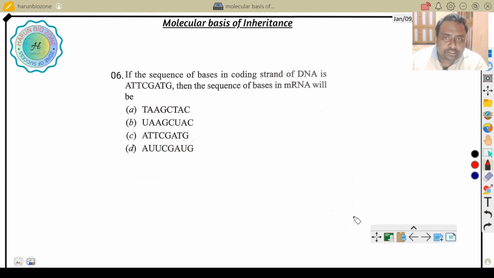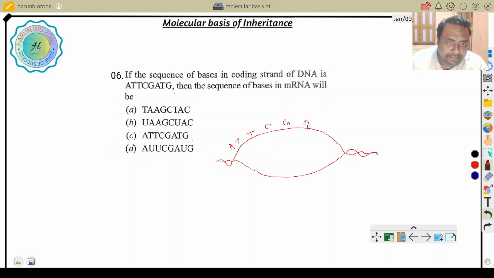Next question, if the sequence of bases in the coding strand of DNA is ATT, CG, ATG, then the sequence of bases in mRNA will be. So suppose during the transcription process, this is the transcription bubble. The coding strand of DNA contains adenine, thymine, cytosine, guanine, adenine, thymine and guanine. The opposite strand definitely has thymine, adenine, guanine, cytosine, thymine, adenine and cytosine. Suppose this one is the coding strand; the complementary strand is this one.